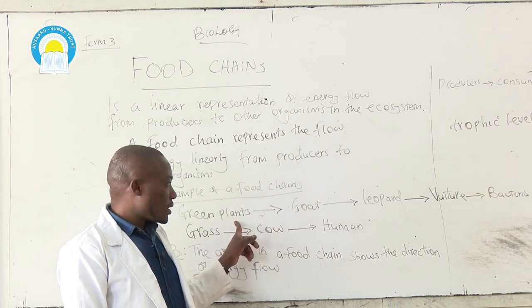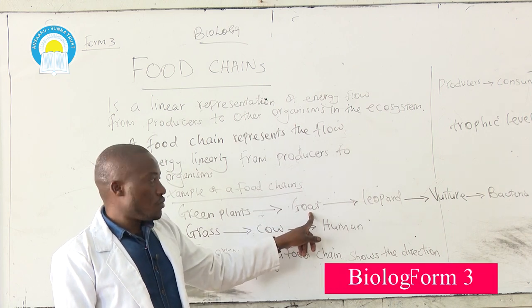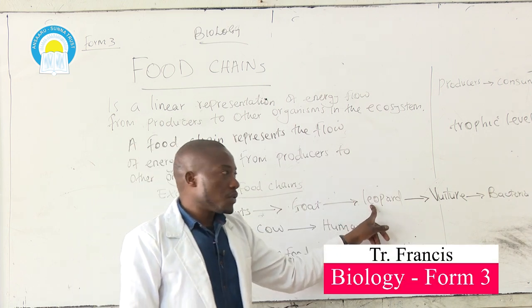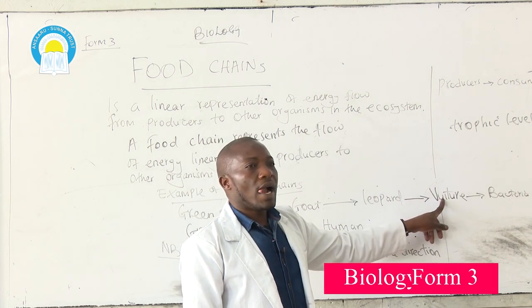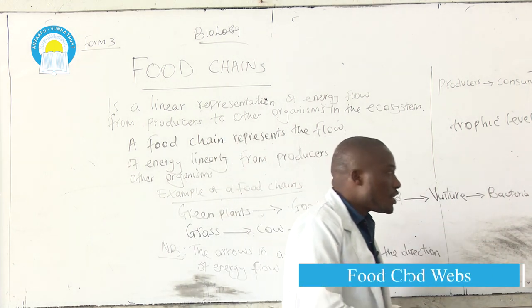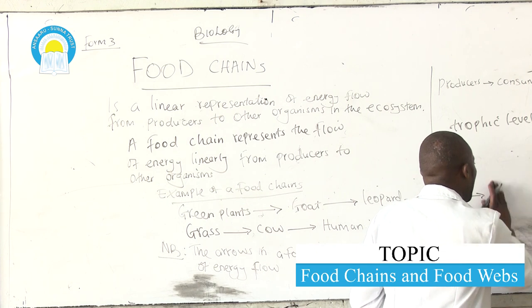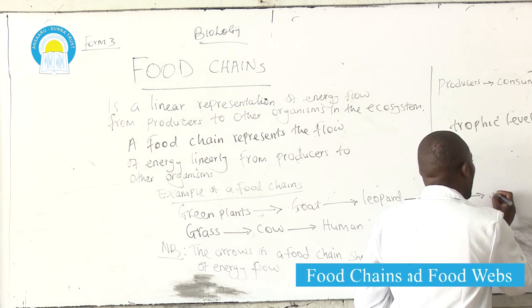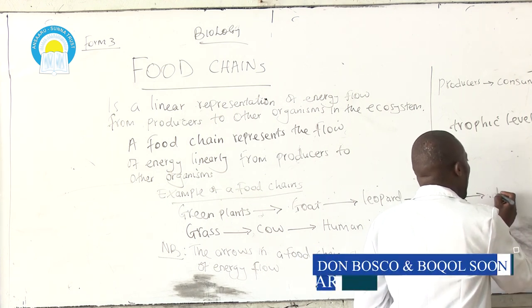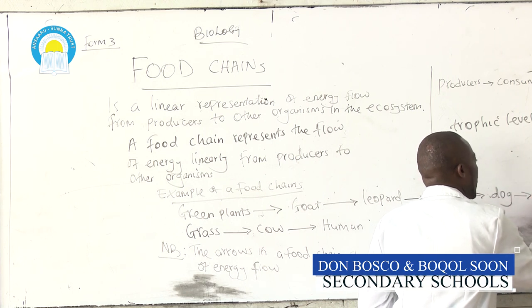They are just producers. Then the goats are primary consumers. The leopard are secondary consumers. The vultures are tertiary consumers. Then in this case, if we do not have the bacteria, for example, if we had another organism, say the dog, then you have the bacteria.